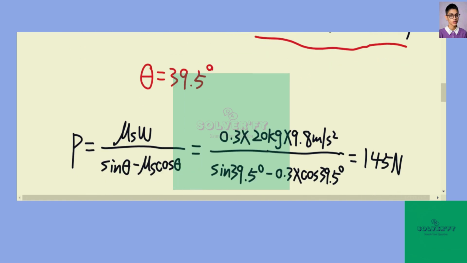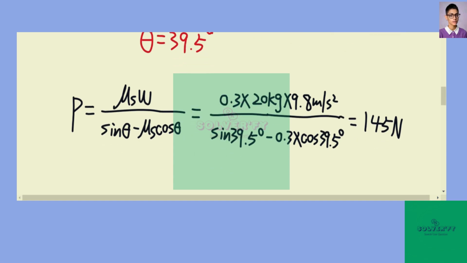So now let's determine the corresponding force P, which is equal to mu s W over sine theta minus mu s cosine theta. We know W is the gravity, which is equal to mass times the acceleration of gravity. The mass of the semi-cylinder is given as 20 kilograms. Therefore, we have force P is equal to 0.3 times 20 kilograms times 9.8 meters per second squared over sine 39.5 degrees minus 0.3 times cosine 39.5 degrees. And this will give us the corresponding force P is equal to 145 Newtons. And these are the answers for this question.